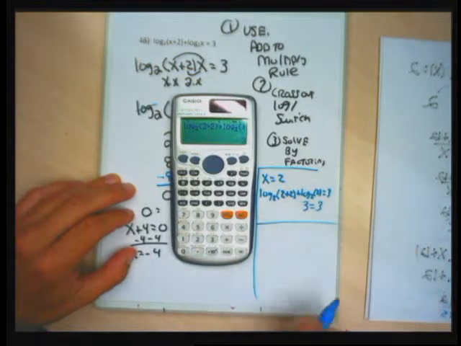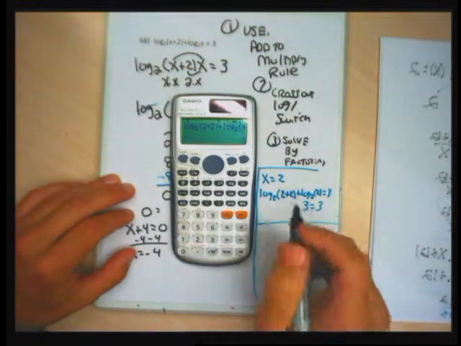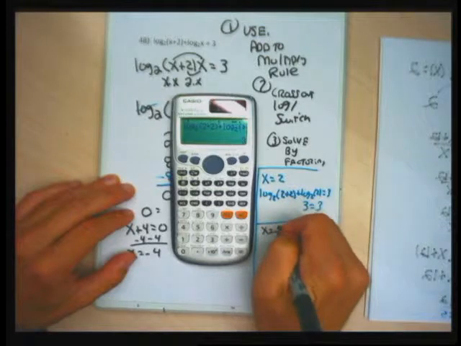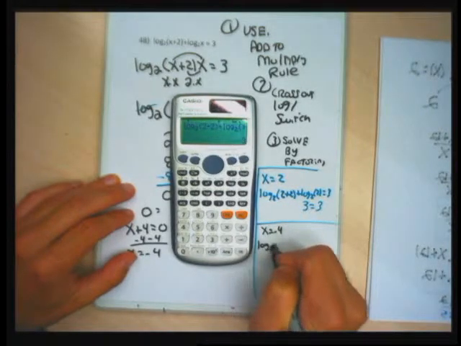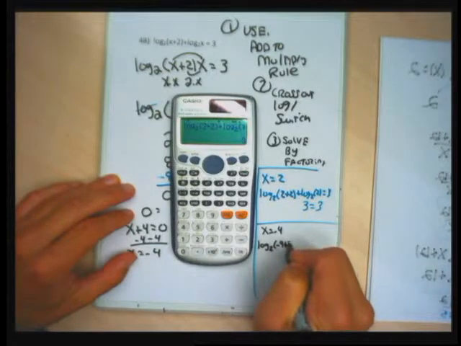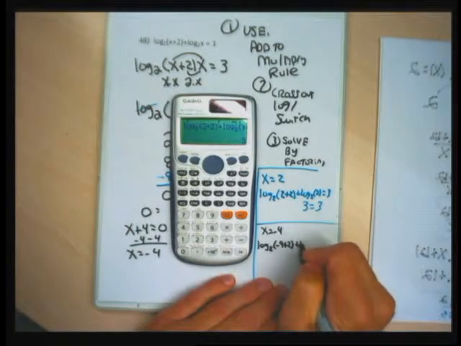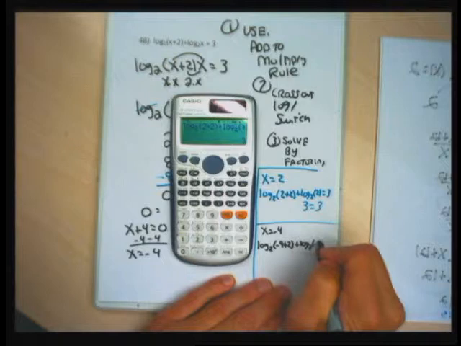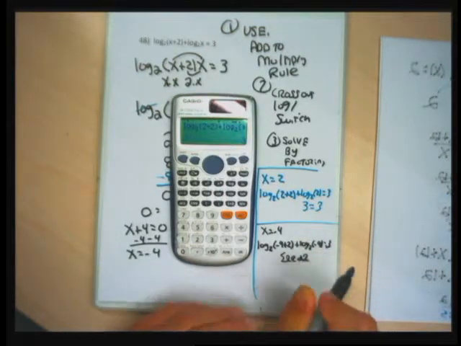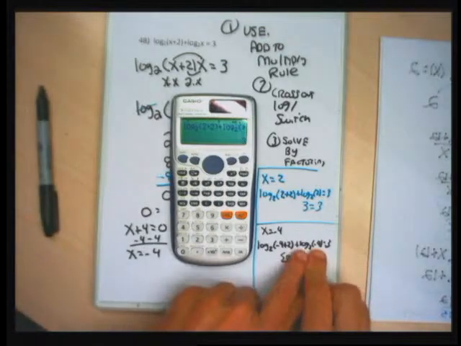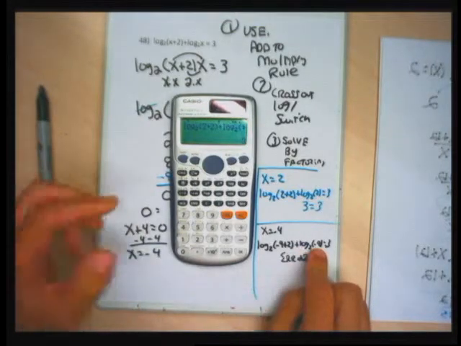That one will check, but the negative 4 is going to give me an error because logarithms are only defined for numbers bigger than 0. So when I do the log base 2 of negative 4 plus 2 plus the log base 2 of negative 4, my calculator is going to give me an error message of some sort because this is asking me to take the logarithm of a negative number, and it doesn't work.